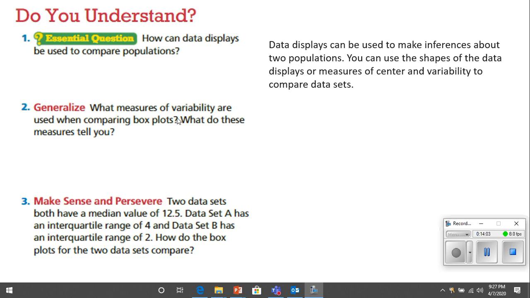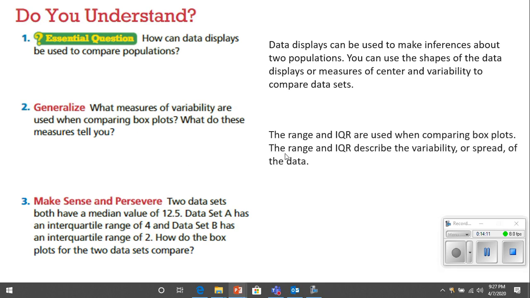What measures of variability are used when comparing box plots? What do these measures tell you? Well, as we've seen, the range and interquartile range are used when comparing box plots. The range and interquartile range describe the variability or spread of the data.